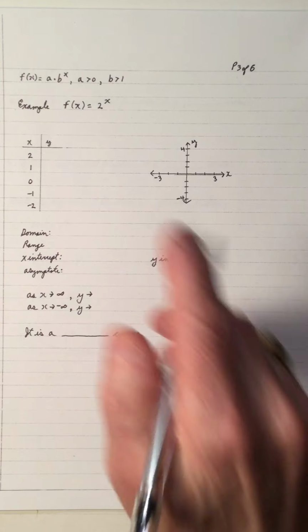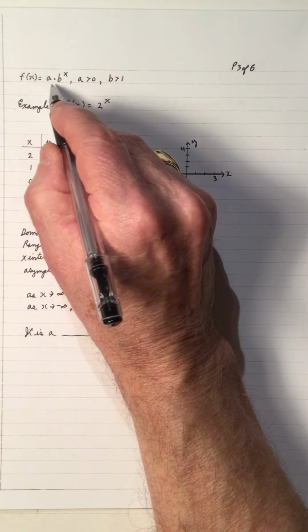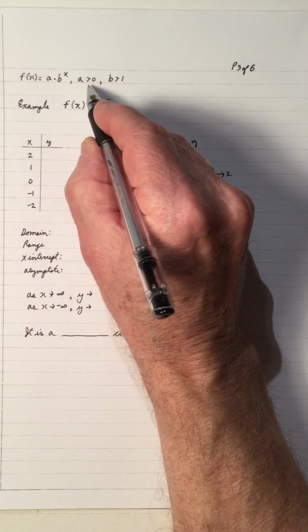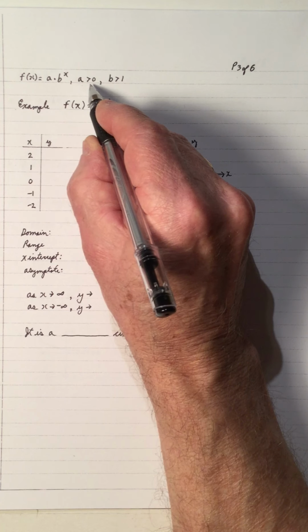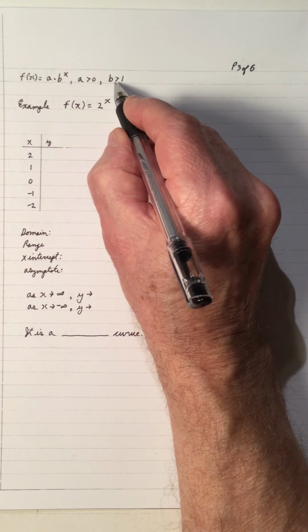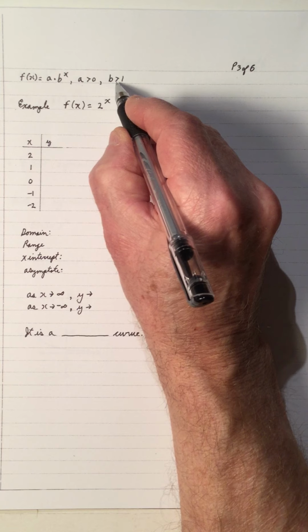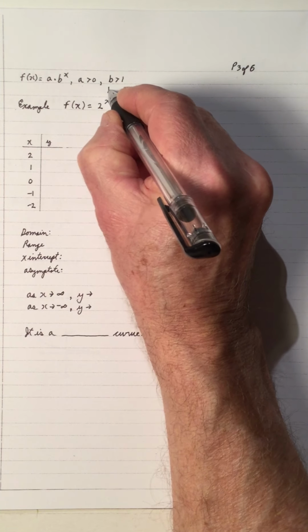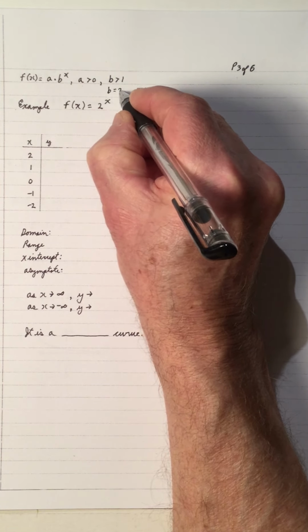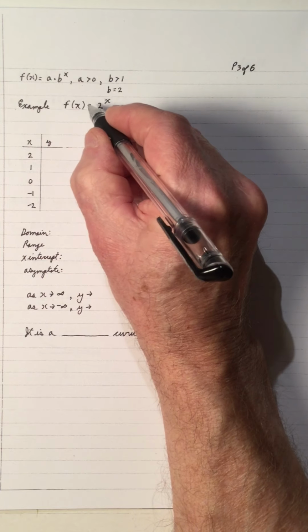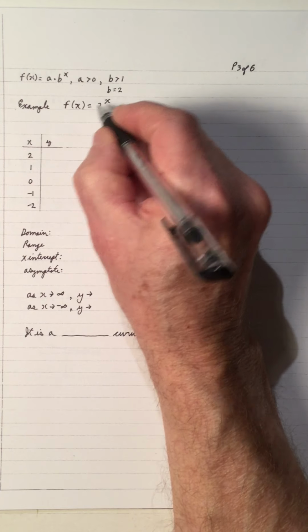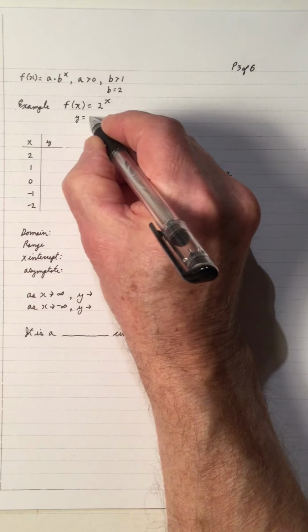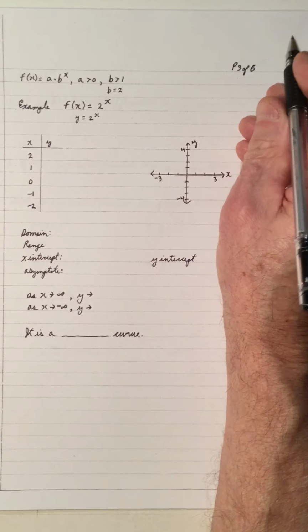Now we're looking at f(x) = a times b to the x, where a is greater than 0. That means the graph is going to go up. And the base this time is greater than 1. So let's pick the base to be greater than 1. Let's pick a 2. So f(x) = 2 to the x. That's the same as saying y = 2 to the x.